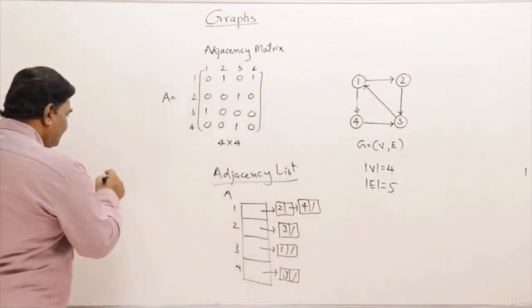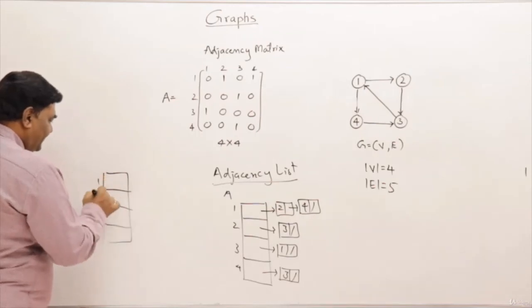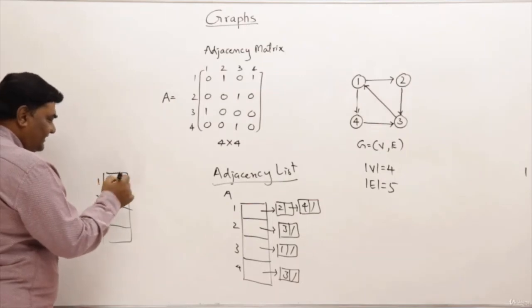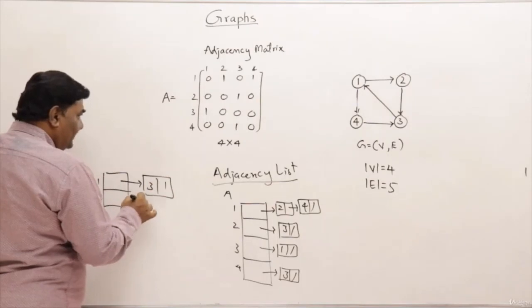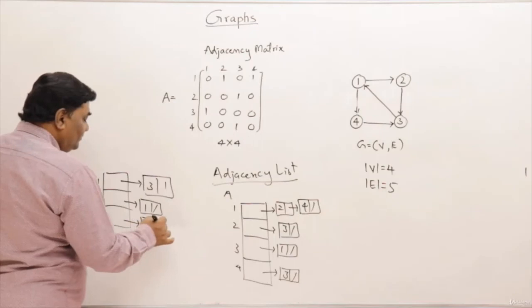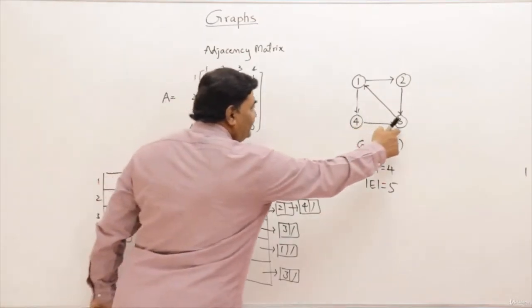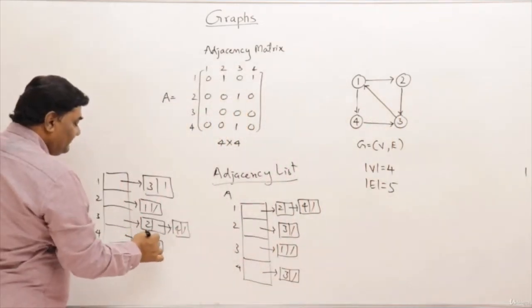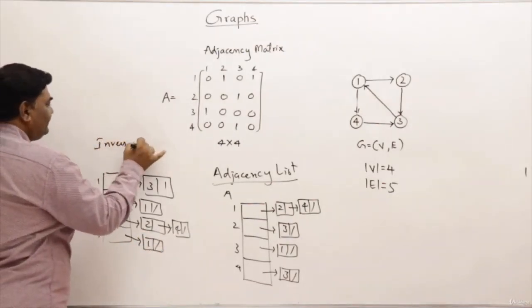So I'll draw it here. For inverse adjacency list, the method is same. We will take an array of linked lists. Whatever the edges that are coming on vertex 1, we will draw them here. So the edge is coming from 3, and on 2 the edges are coming from 1, and on 3 the edges are coming from 2 and 4. See, for 3 there are 2 and 4, so you can see that there are 2 edges coming in. Then for 4 there is an edge coming in from vertex 1. So this is inverse adjacency list.